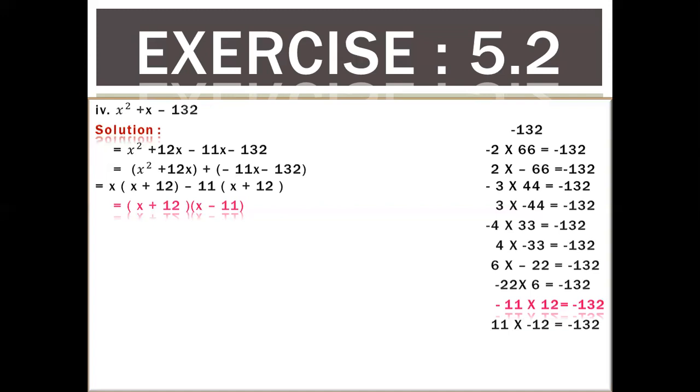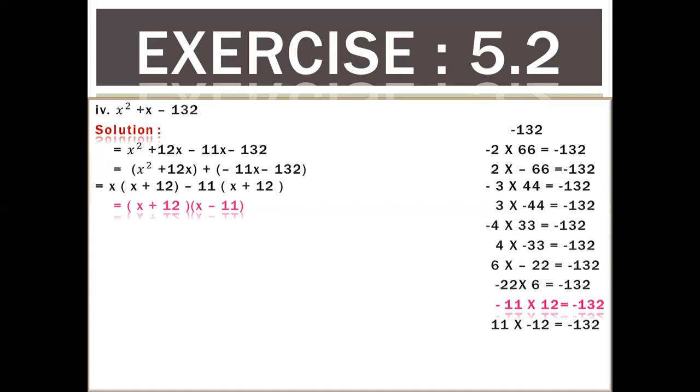Now again, I told you the first and the last term will both be unchanged. Only the middle term, the coefficient of x, will be split. Only the change happens in the middle term. The first and the last terms will be unchanged, x square and minus 132. Only we split plus x into plus 12x minus 11x.